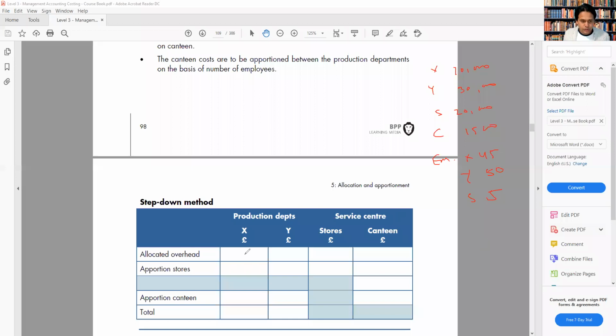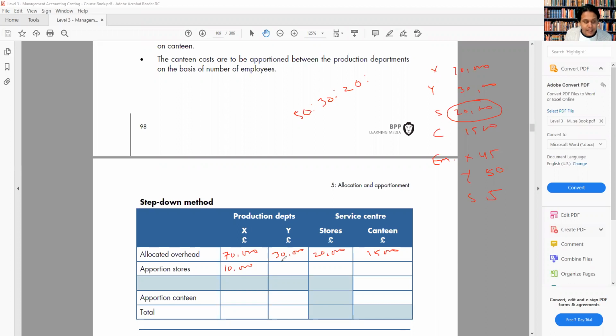Okay, so the first thing we're going to do is allocate the overhead. From the question: 70,000, then 30,000, 20,000, and 15,000. Now first we're going to apportion the store. The store is 20,000 and we know that is 50% to X, 30% to Y, and 20% to canteen. Can we have the amount for X? How much is 50% of 20,000? That will be 10,000, isn't it? So this is 70,000 plus 10,000.